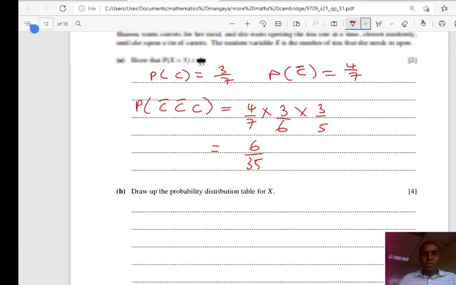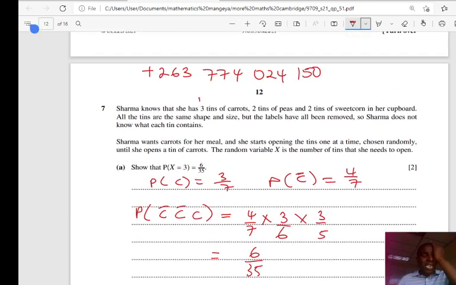Right, this one now, if you can check here, how many columns will you need actually? So the first can be carrot, or the second can be carrot, or the third, or the fourth. You see? So she can open 1 tin, or 2 tins, or 3 tins, or 4 tins, or she can open 5 tins in this case. Because she can open all the 2 peas and all the 2 sweet corn, and the fifth one will be the carrot, right? So there are supposed to be 5 items in this case.